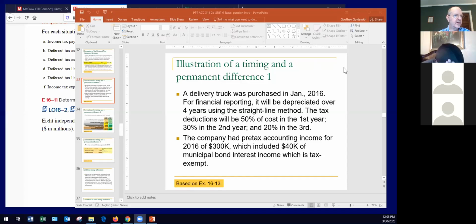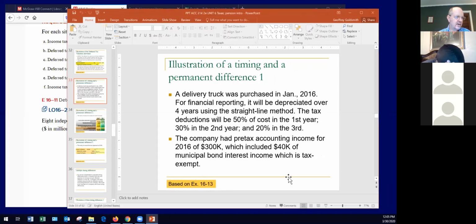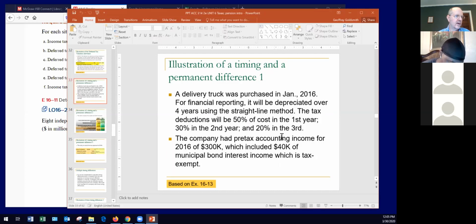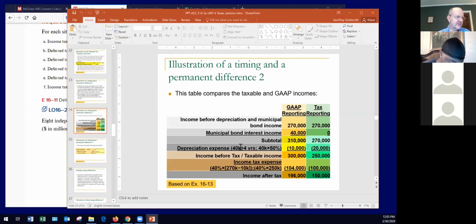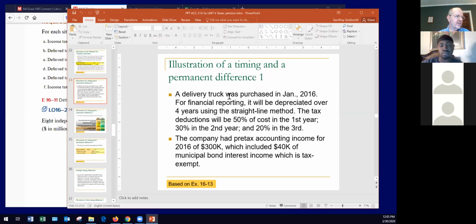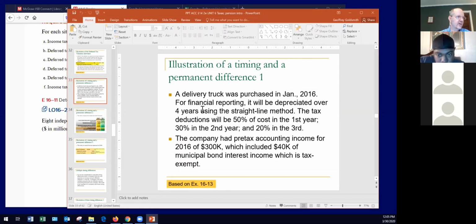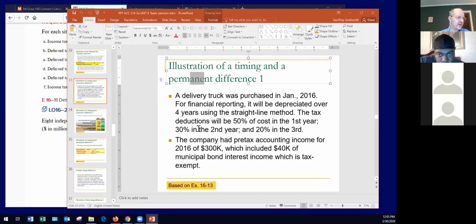You see here the slide. And because it says here depreciation expense 40,000 divided by 4 years, I'm assuming that the amount that was paid for the truck was $40,000. The reason I wanted to go over this is because it's the first exercise we've gone over that has two kinds of tax differences in it. The timing difference and a permanent difference.